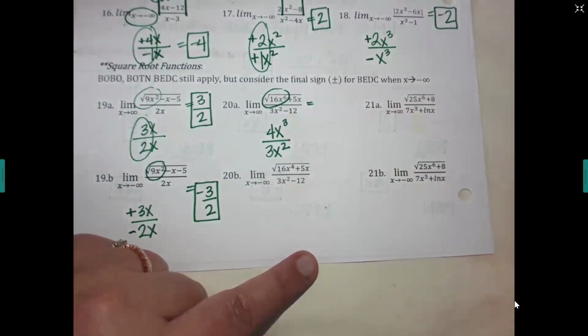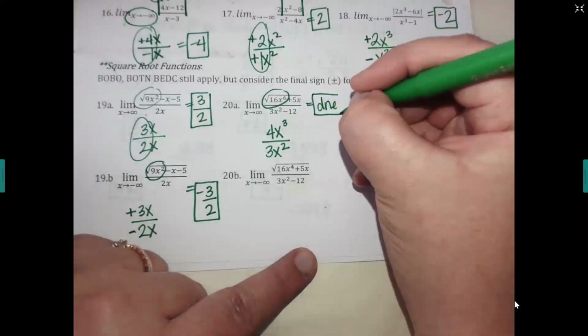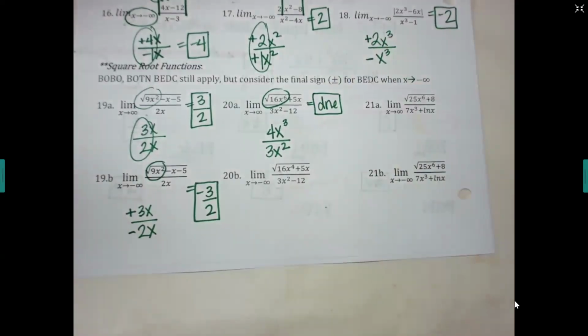Thank you. All right. So Bobo, Botner, Betsy. Great. Okay, and we know that if it's a Botner, we don't have to check plus or minus. D and E is our answer for that.